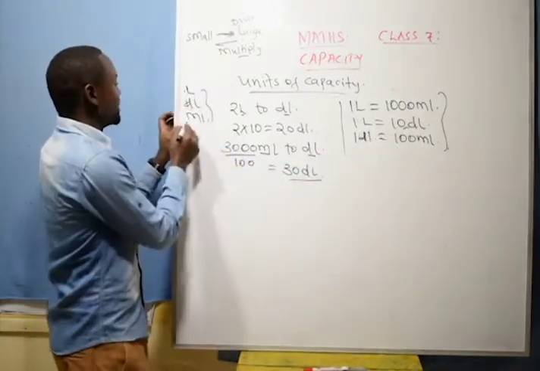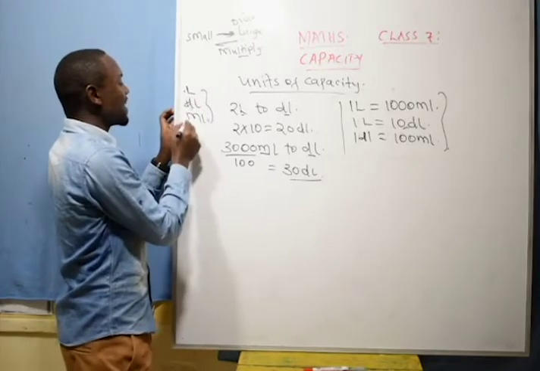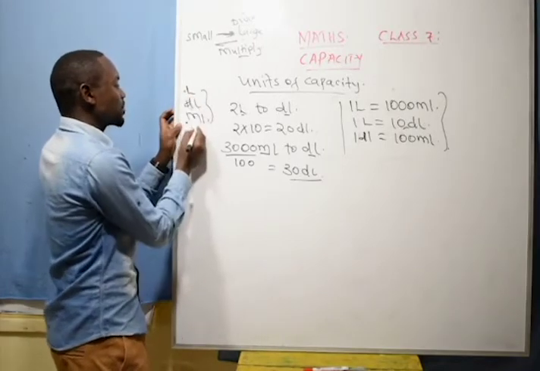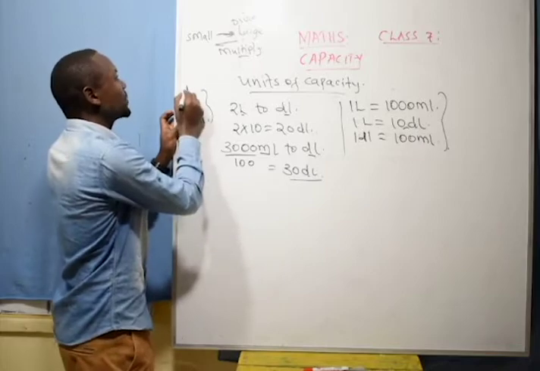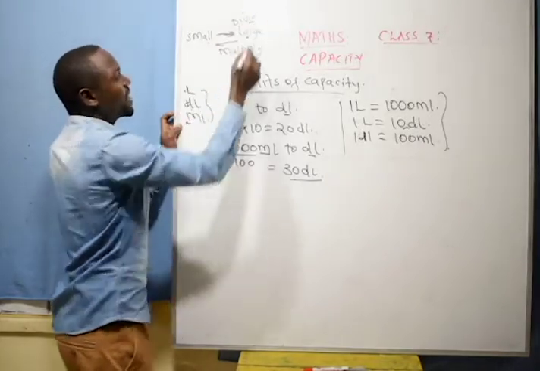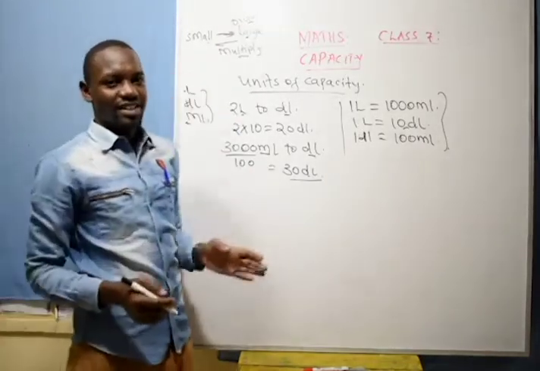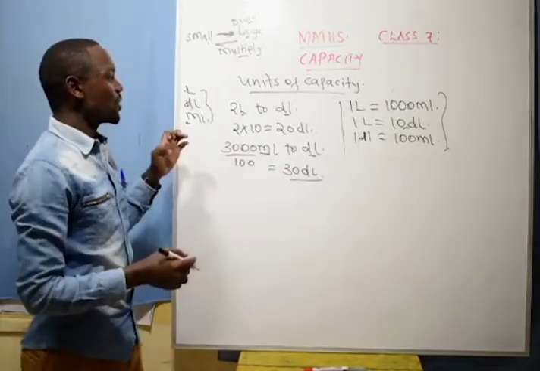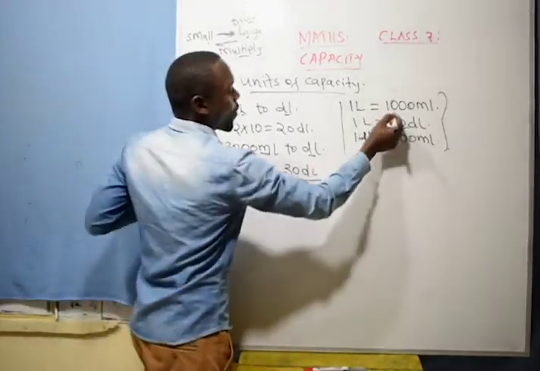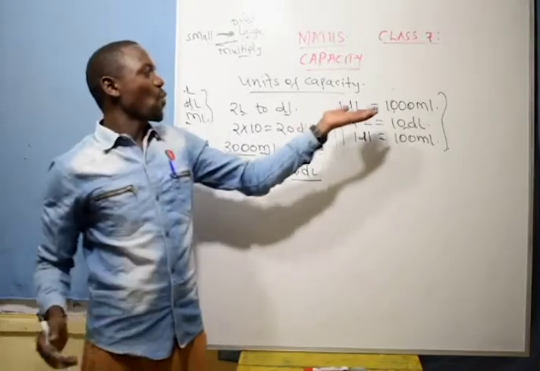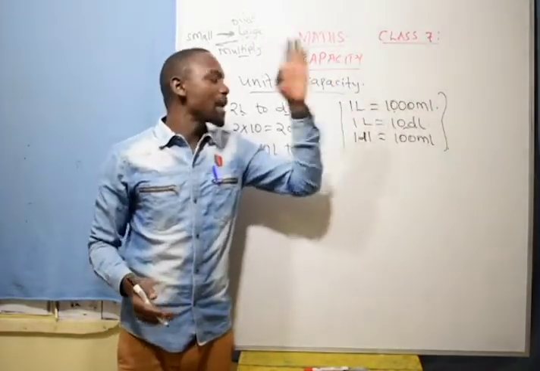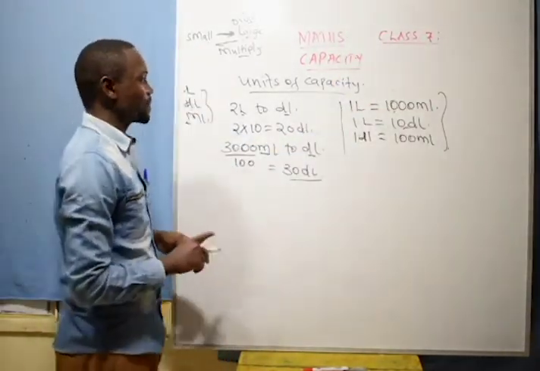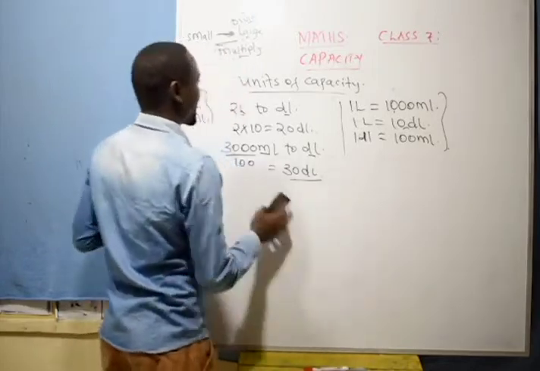To convert milliliters to liters, that means we are converting from a small unit to a large unit. From small to large, we divide. Small to large, divide. Large to small, multiply. What are we dividing with? We divide by 1000. Why? Because 1 liter is equivalent to 1000 milliliters. That is the relationship between the units of capacity.